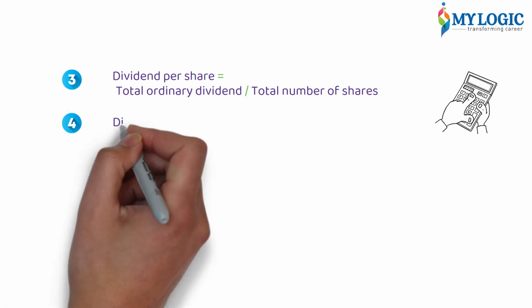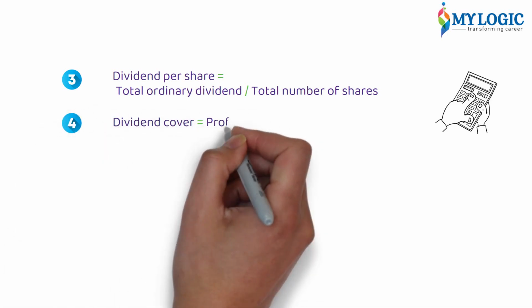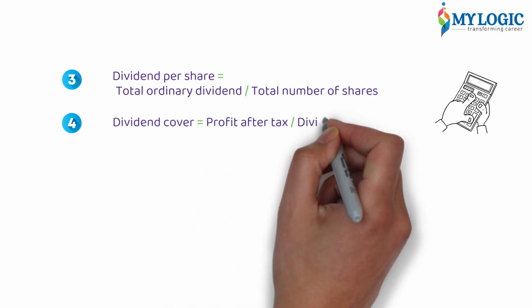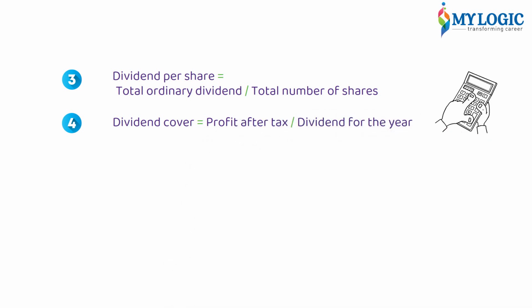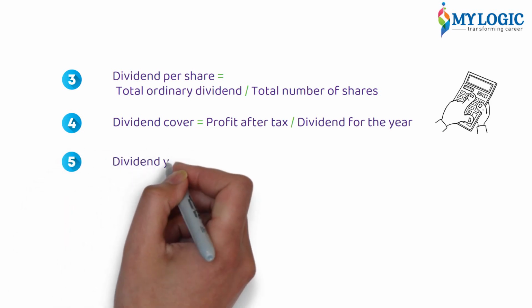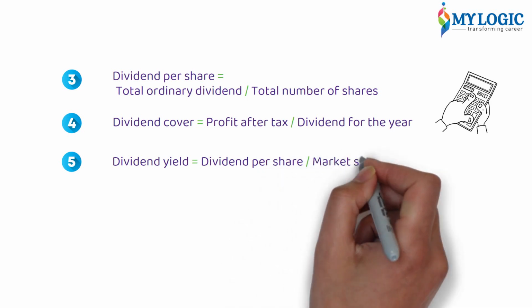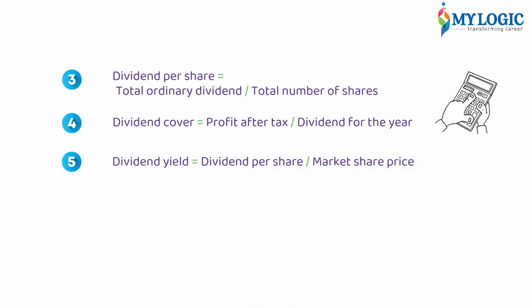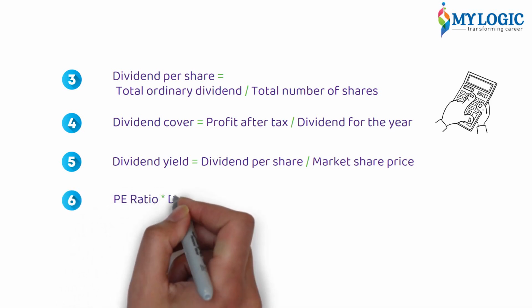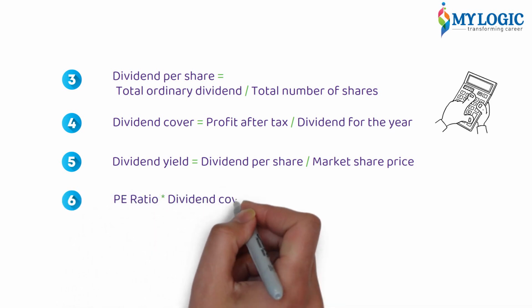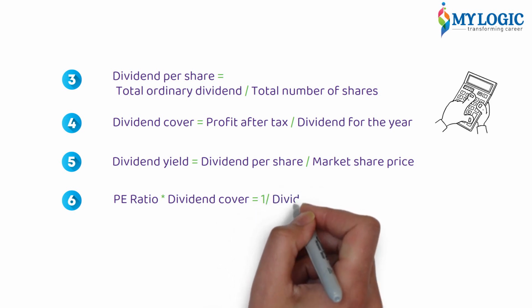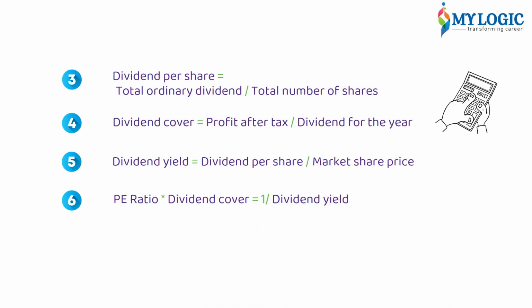Number 4. Dividend cover is equal to profit after tax divided by dividend for the year. Number 5. Dividend yield is equal to dividend per share divided by market share price. Number 6. PE ratio multiplied by dividend cover is equal to 1 divided by dividend yield.